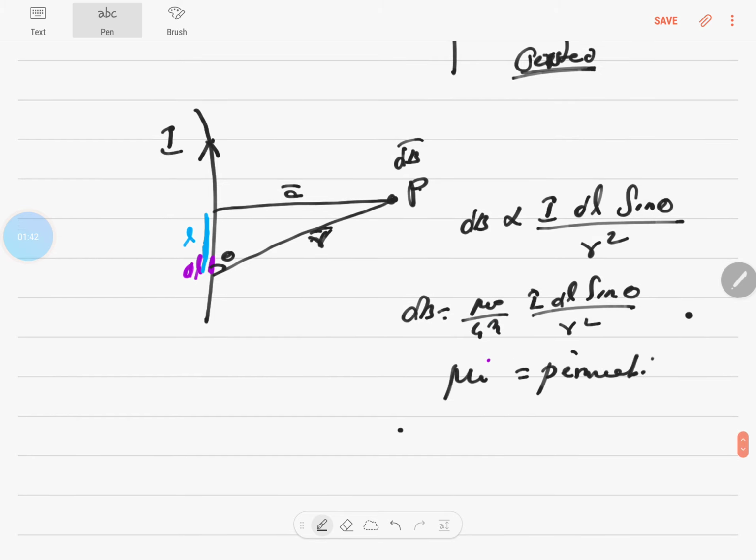Permeability in free space, permeability. In electricity lessons it was permittivity. The value of mu naught itself is 4 pi into 10 to the power minus 7. So when you substitute here, it will be 4 pi into 10 to the power minus 7, and by 4 pi will get cancelled, so only 10 to the power minus 7 would remain.